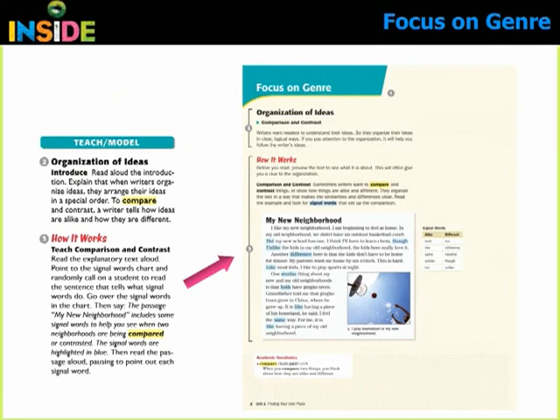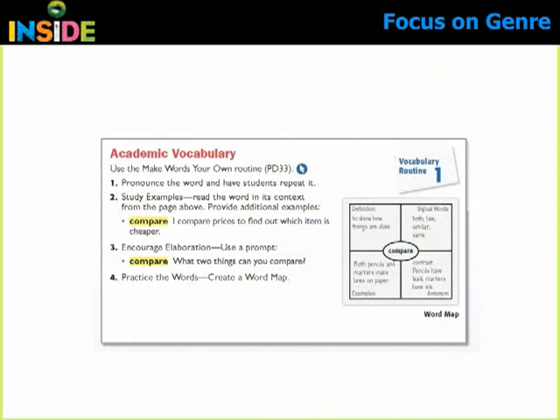The How It Works part of the lesson provides a detailed, student-friendly explanation of the genre and gives an example that students can study. Each Focus on Genre lesson also introduces academic vocabulary that is relevant to the genre. As you can see here, directions for Vocabulary Routine 1 are provided at the bottom of the teacher wrap.